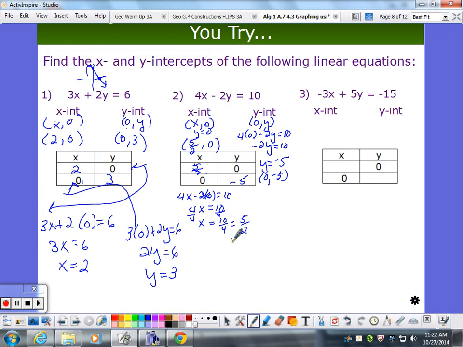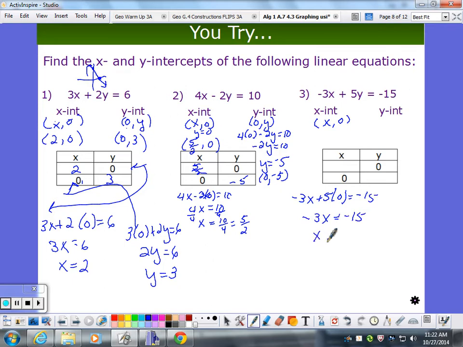Alright, so now what about this one? So number 3, what are we going to do here? Claire, how do I find the x-intercept? What do I know about x-intercept? What does it generally look like? So what am I going to substitute in for 0 here? So I take -3x plus 5y. Y is going to be 0 for that point. Yeah, 15. That's what it says.